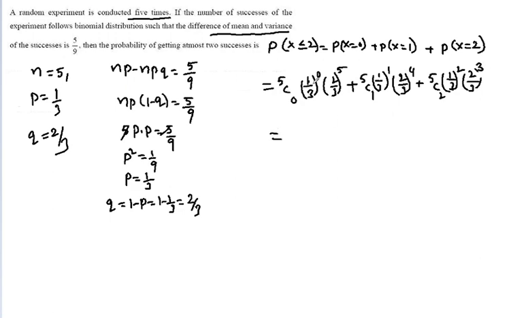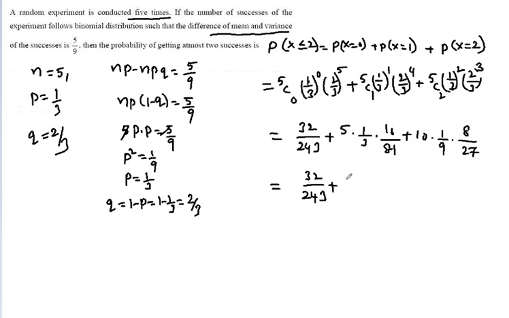5C0 value is 1, 1 by 3 whole power 0 is 1, 2 by 3 whole power 5, 2 power 5 is 32 by 3 to the power 5, that is 243, plus 5C1 value is 5, into 1 by 3 into 2 by 3 whole power 4, that is 16 by 81, plus 5C2 value is 10 into 1 by 3 whole square, that is 1 by 9, into 2 cube by 3 cube, that is 8 by 27. That is equal to 32 by 243 plus 5 into 16, 80 by 243, plus 10 into 8, 80 by 9 into 27, 243.